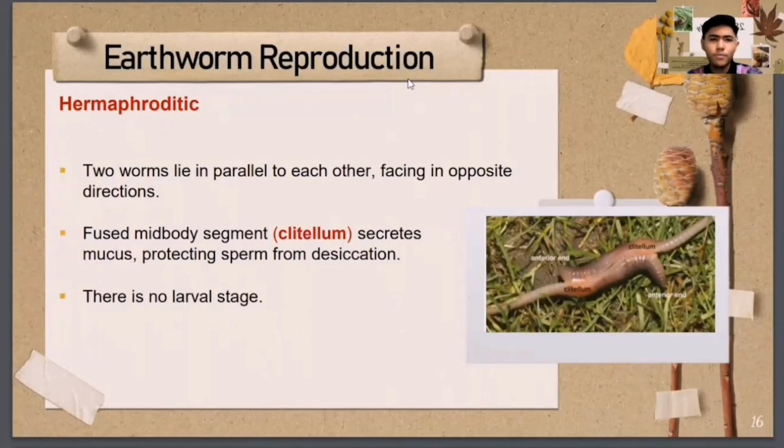Earthworms are hermaphrodites. In reproduction, two worms lie parallel to each other, facing in opposite directions. Both worms fuse at a body segment called the clitellum, which secretes mucus and protects sperm from desiccation. The clitellum also produces a slime tube, which will become the cocoon. In the cocoon, there is a fertilized egg. In earthworm reproduction, there is no larval stage.